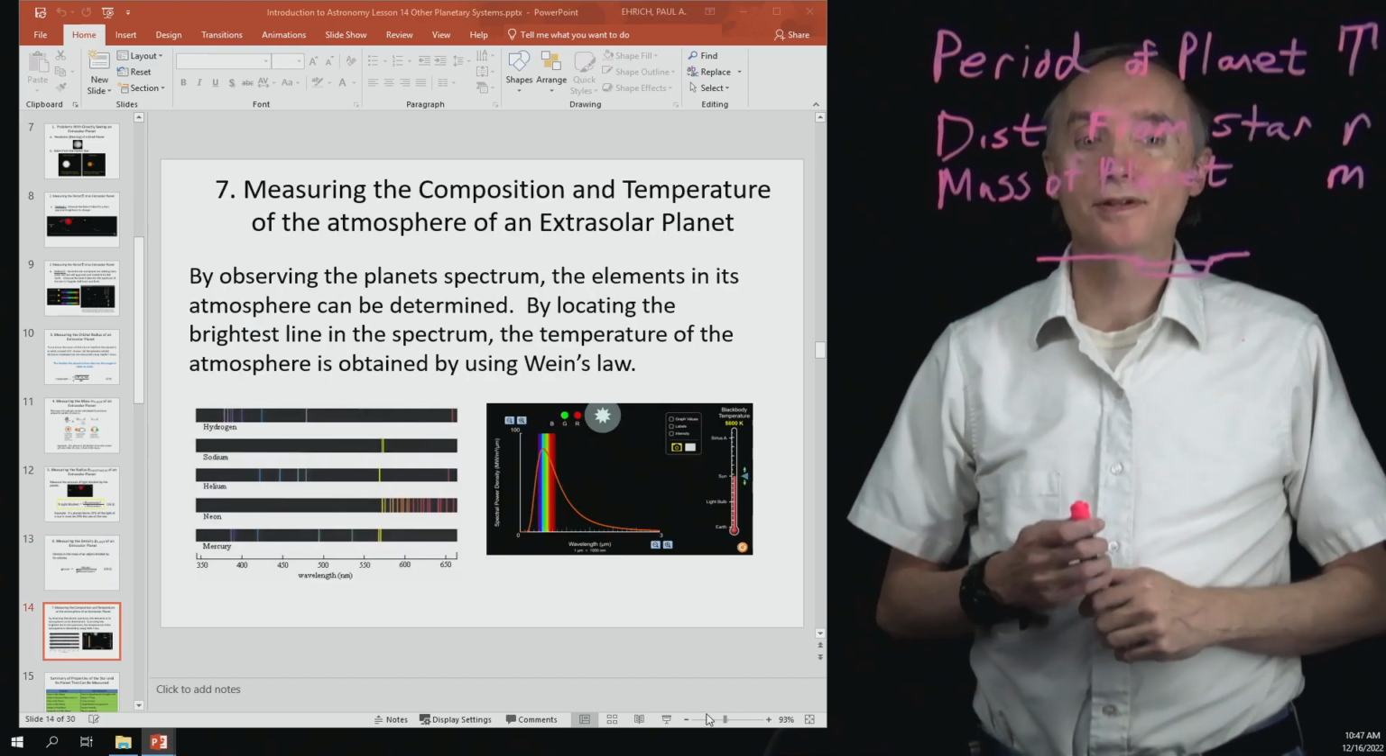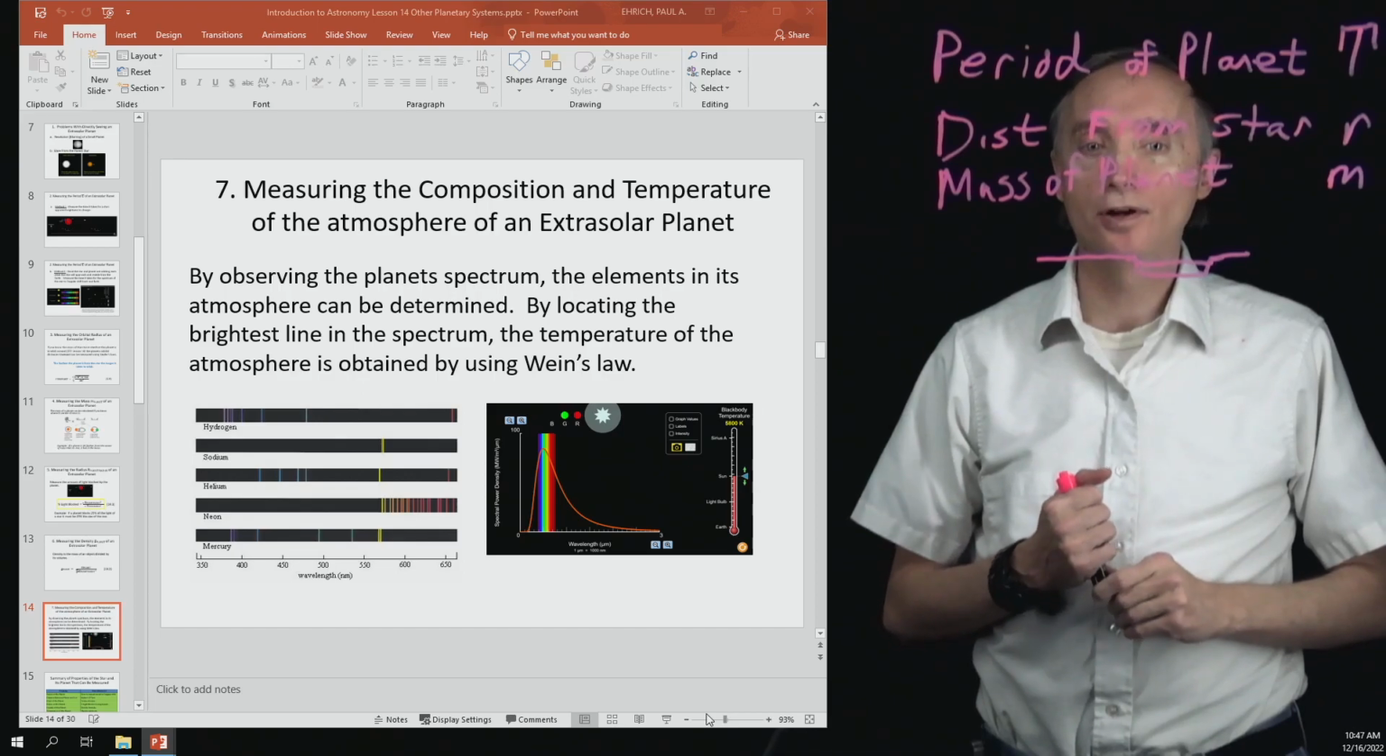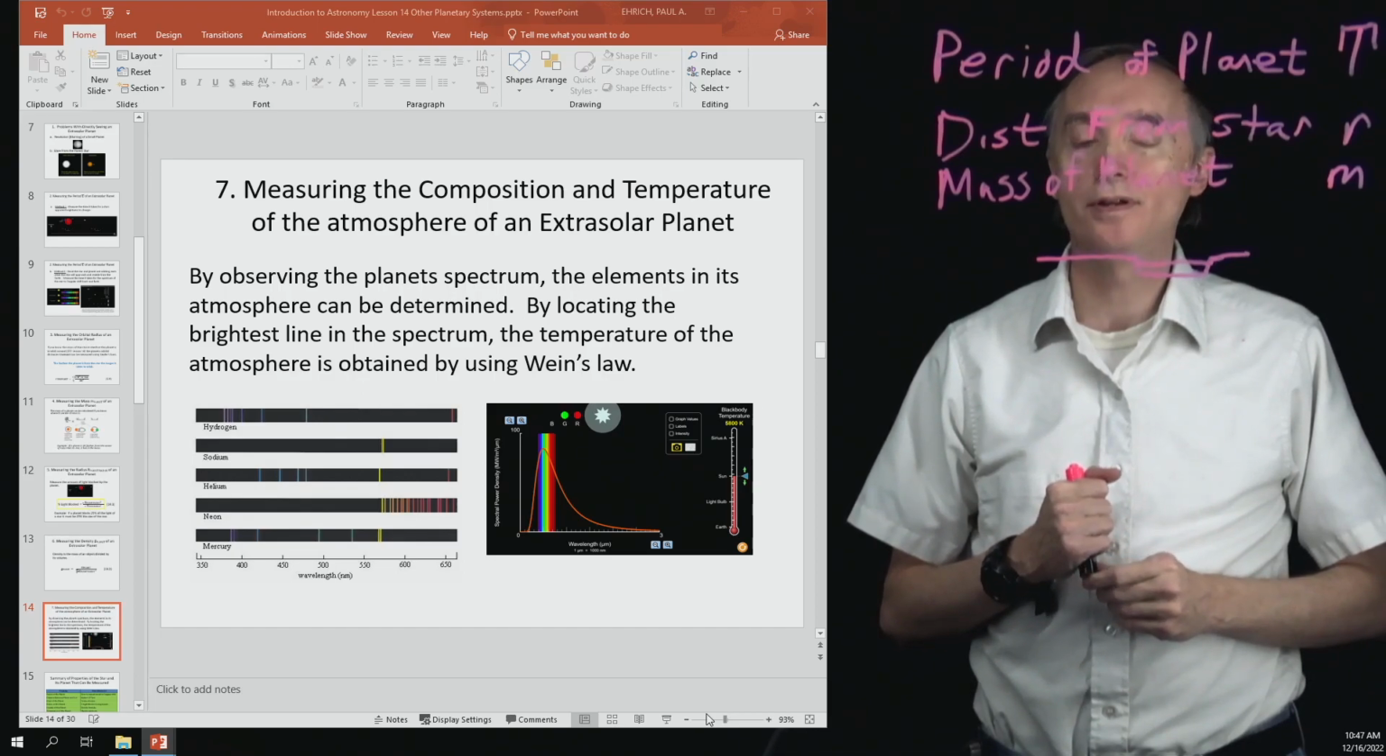So now let's take another break, and when we come back, we're going to actually be able to determine the composition of this planet.